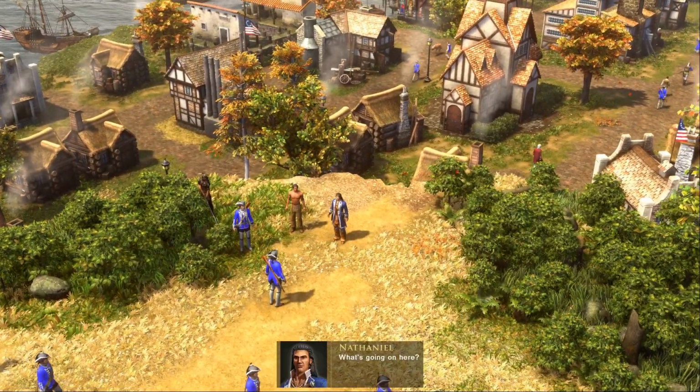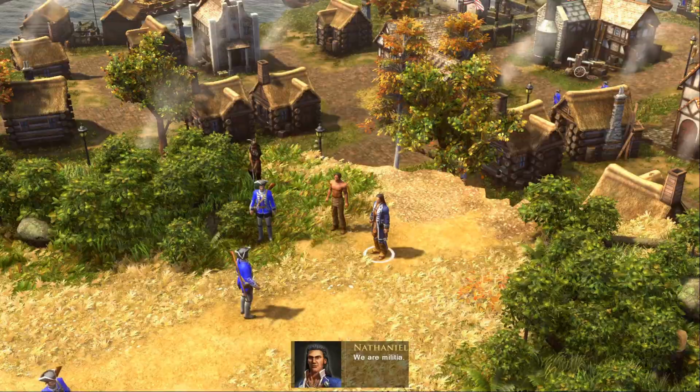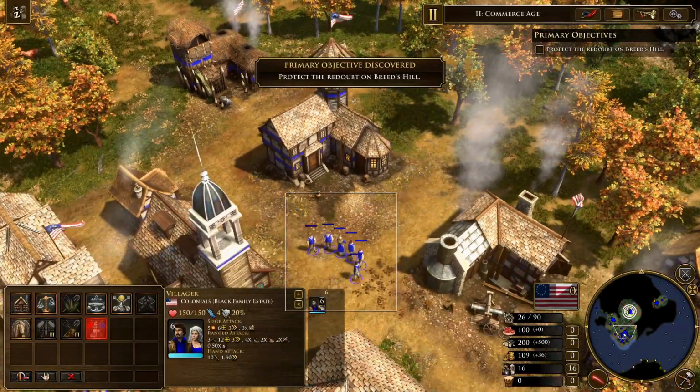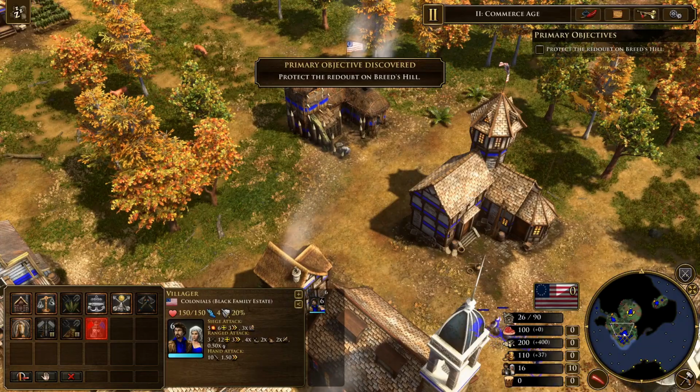What's going on here? Are you... Oh no, not again. You know what? Let's just skip the rest of this and go straight to the next mission.